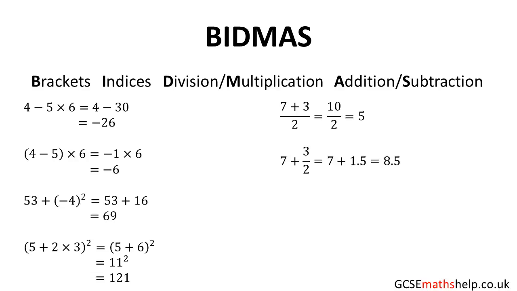If I move the position of the divide sign, then here I'm adding and here I'm dividing. So I do this division first, which is 1.5, and then I add it to 7. So notice how you get a different answer.